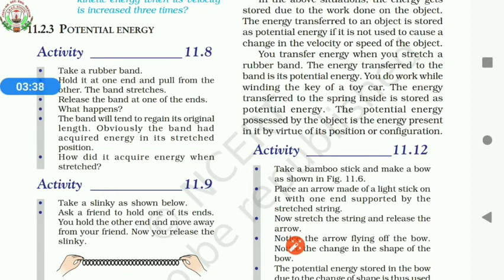Let us see one activity, that is activity number 8, which is given in your NCERT textbook. Take a rubber band, hold it at one end and pull from the other. The band stretches. Release the band at one of the ends. What will happen? The band will tend to regain its original length. It is because the band had acquired energy in its stretched position. So when you release one end, due to this acquired energy, it will come back to the original position.